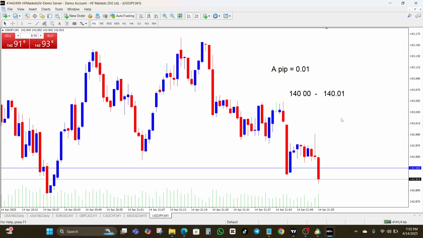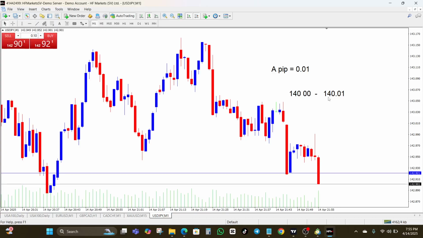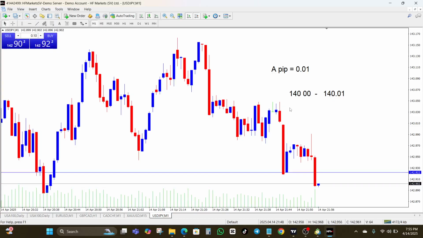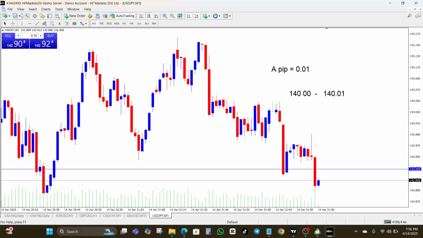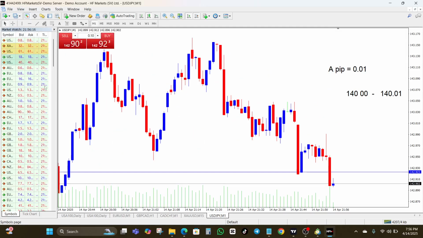All right, now let us break it down step by step in a way that you're going to understand even better. In MetaTrader, the price of the currency pair will be displayed on the chart, typically in the top left corner, or on the market watch window. If you go to the market watch, you're going to see the ask and bid prices.